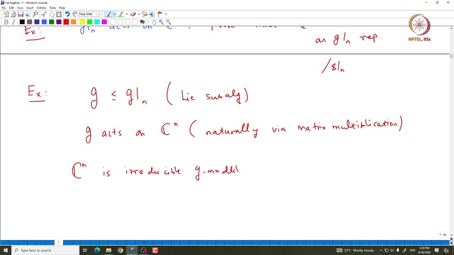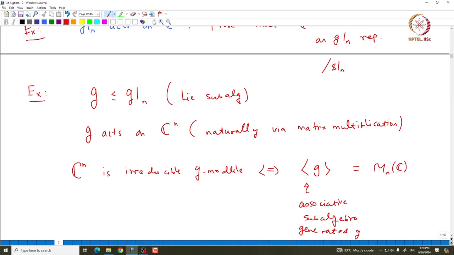G module if and only if the associative subalgebra generated by G is exactly the entire set of all n by n matrices, Mn(C). Okay, one direction is obvious. Suppose G generates Mn(C) as an associative subalgebra, then Cn must be irreducible, because any submodule for G will correspond to a submodule for Mn(C), but there are no proper submodules other than Cn. The converse part, okay, whenever Cn is irreducible as a G module, then the subalgebra generated by G will become everything.